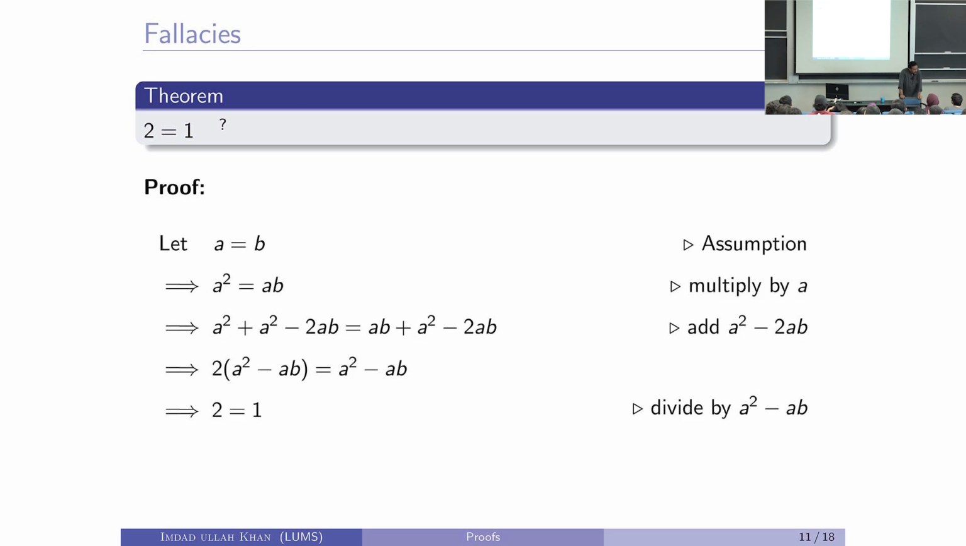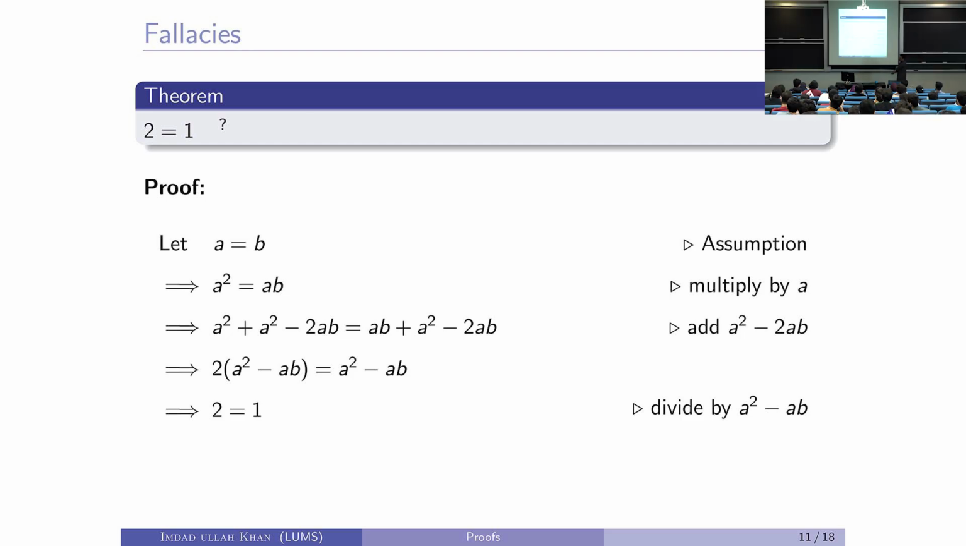Now if I multiply both sides by A, what do I get? A squared on one side and A times B on the other side. Okay. Now if I add A squared minus 2AB to both sides, on one side I get 2A squared minus 2AB, on the other side I get AB plus A squared minus 2AB, right? Adding an equal amount to both sides of an equality doesn't change the equality. Now this is 2 times (A squared minus AB), just taking 2 common from the left side terms, and A squared minus AB on the other side, right? A squared minus 2AB plus AB is minus AB. Now A squared minus AB cancel each other. I can divide both sides by the same number, A squared minus AB, and I get 2 equals 1.